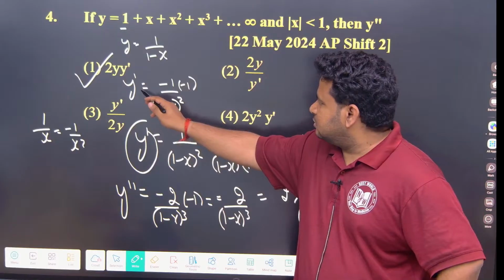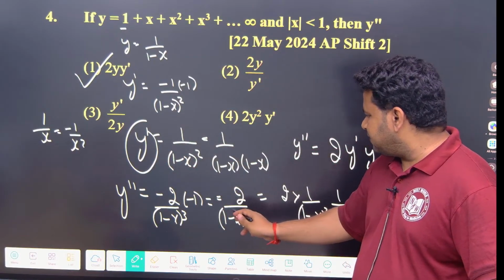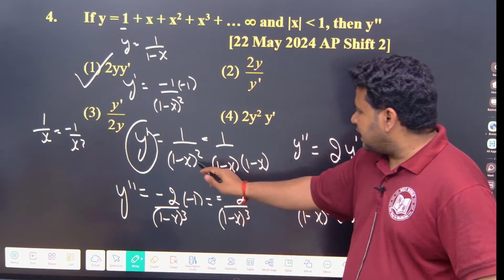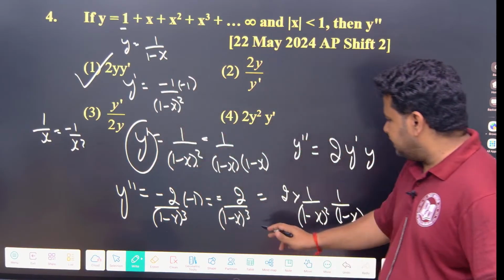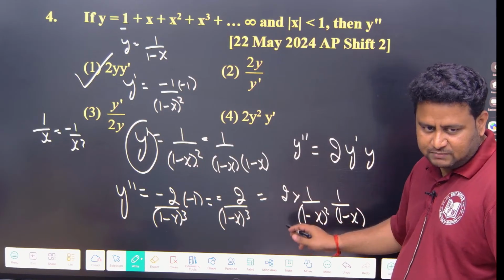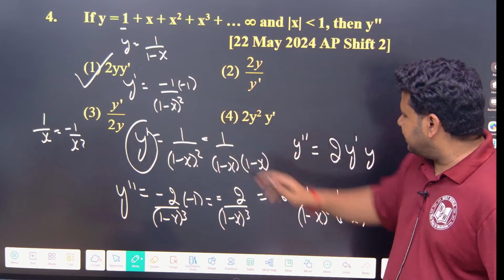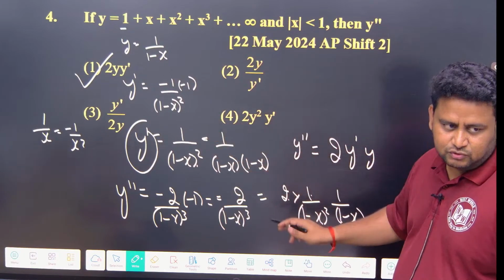Y dash is 1 by 1 minus x square. So here we got 2 by 1 minus x cube. I will write it in the form of y dash and y. So 1 by 1 minus x cube, I can write as 1 minus x square into 1 minus x. So 2 into 1 by 1 minus x square is y dash, and 1 minus x is y. So 2 into y dash into y.